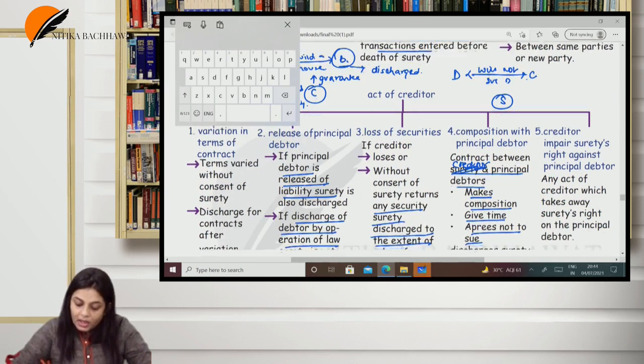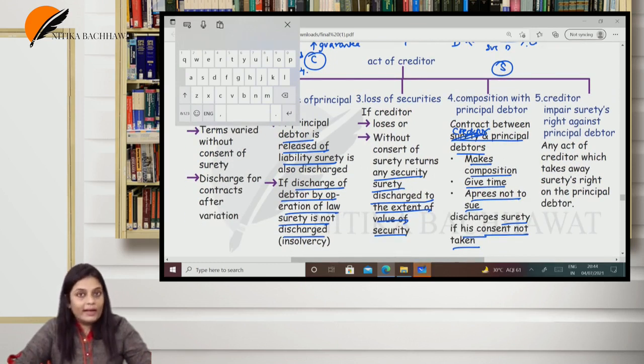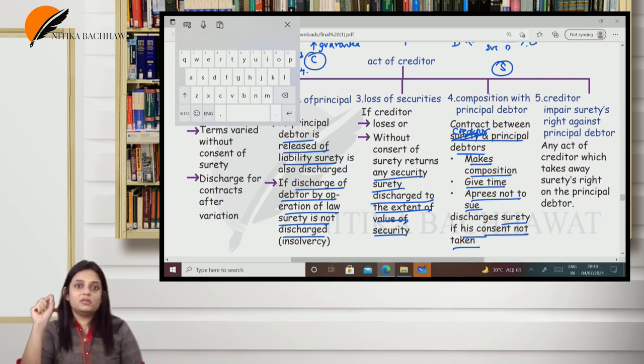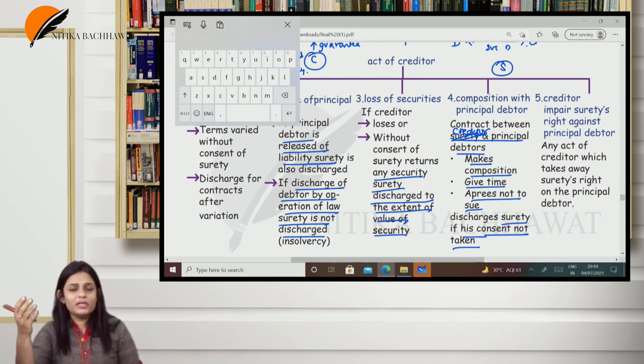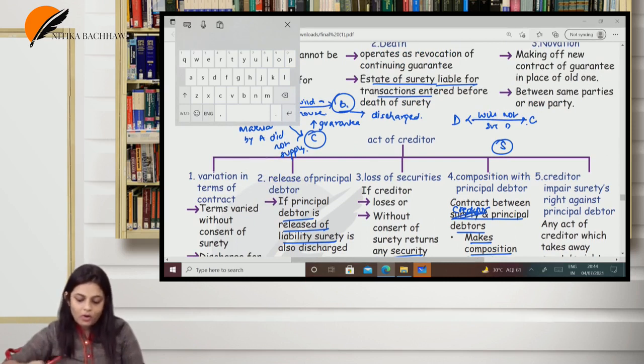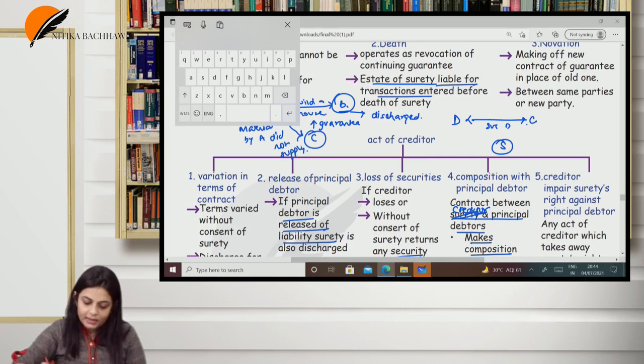So if there is a contract between the creditor and the principal debtor where they make a composition, or agree to give time, or agree not to sue, and the surety is not informed or does not agree, the surety is discharged. Now, something a little different, relating to this. Please listen to what I am saying.